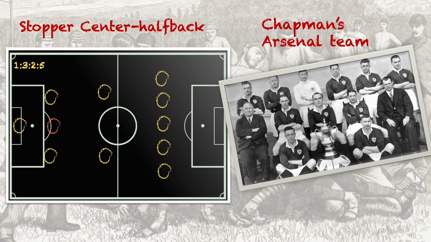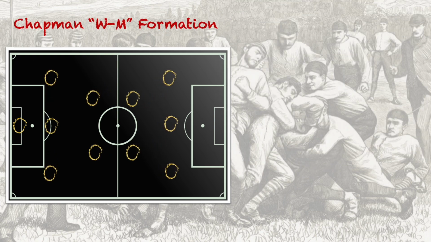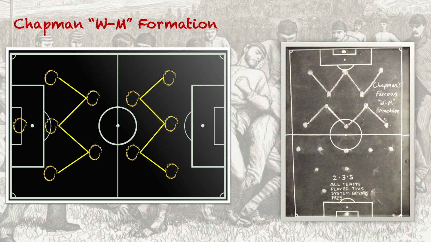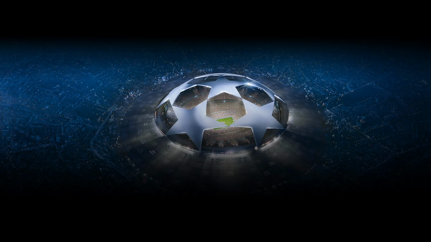From the ashes of this defensive stronghold emerged the iconic WM formation, which reigned supreme for 30 years. The WM formation, named for its resemblance to the letters W and M, maintained an excellent balance between attack and defense, providing support, depth, and versatility on the field.